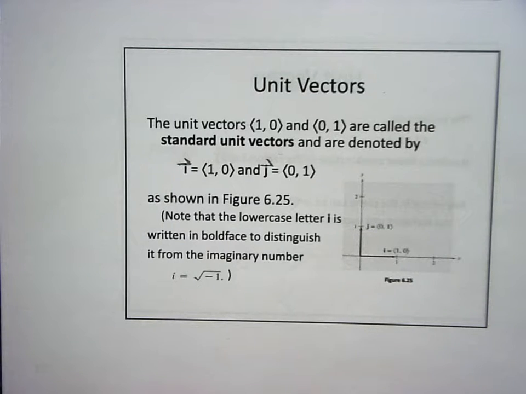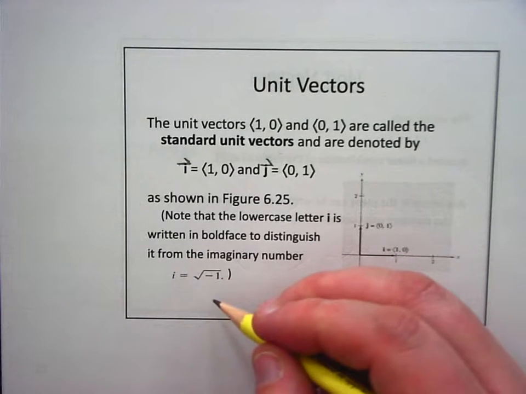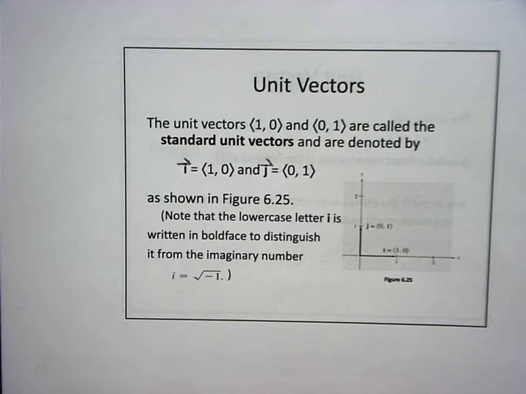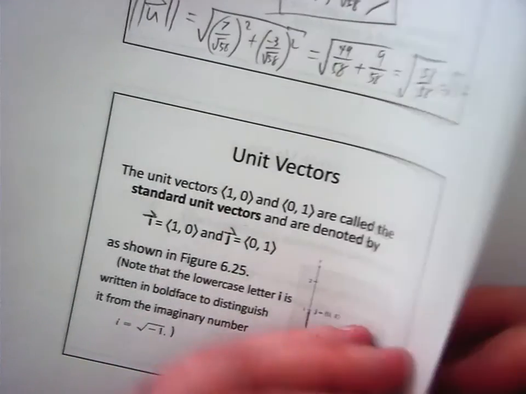Now, they do use i, and it's annoying, but they were developed at two different times using the same set of letters. So don't mistake this i as an imaginary. This is the vector i, not the square root of -1. Okay? Now, the reason we want to do that is because it allows us to write things another way.